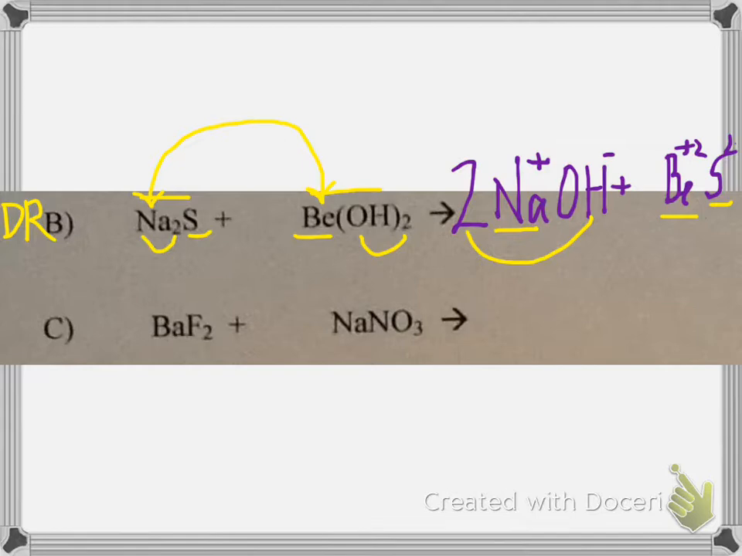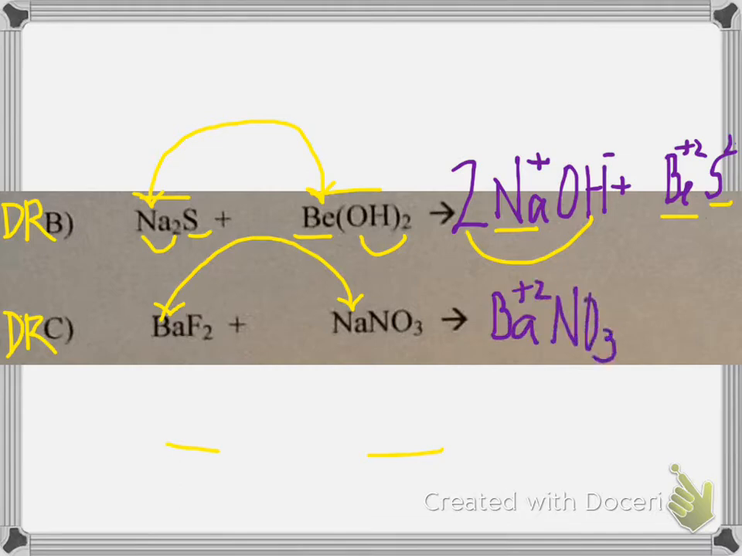Letter C. Again, I have 2 compounds reacting, so this is double replacement. Again, sodium and barium are both metals. They're going to swap partners. So barium is going to have a partner of nitrate. And sodium is going to have a partner of fluoride. So now those are written correctly.